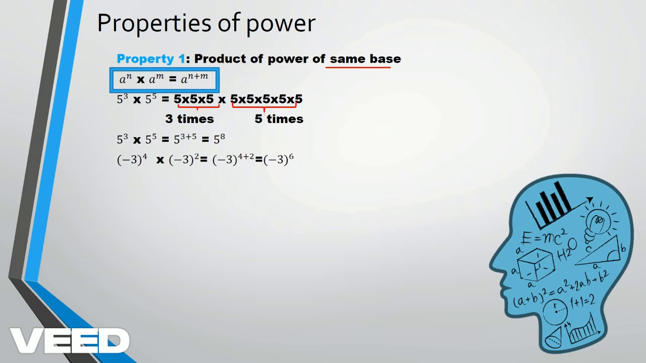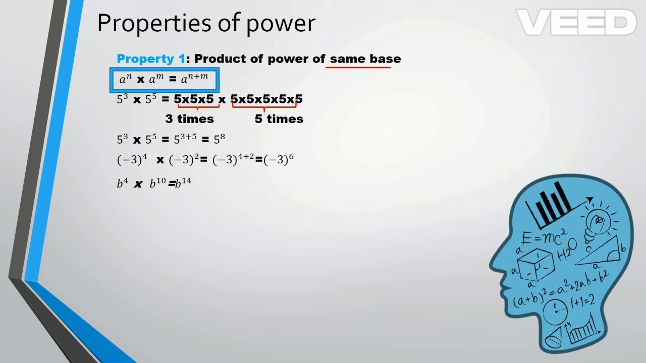Another example, b exponent 4 multiplied by b exponent 10. So here we have the product of power of same base. So we keep the base and we add the exponent, and the answer is b exponent 14.